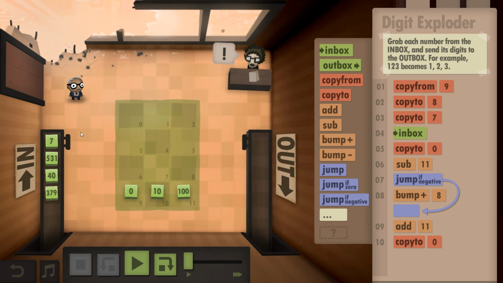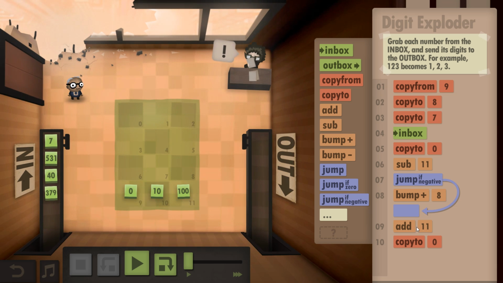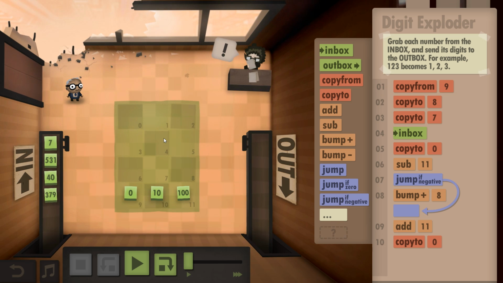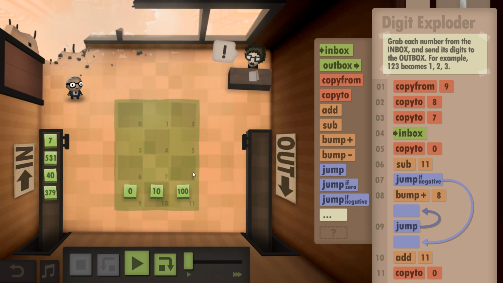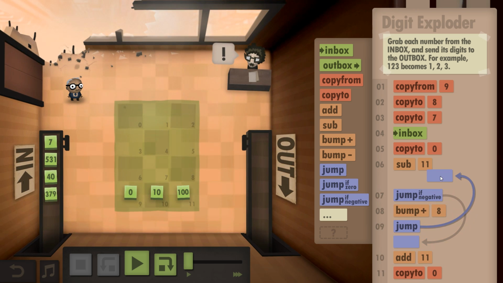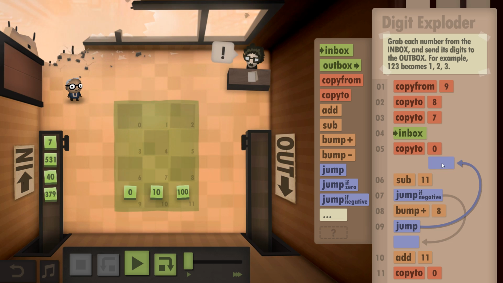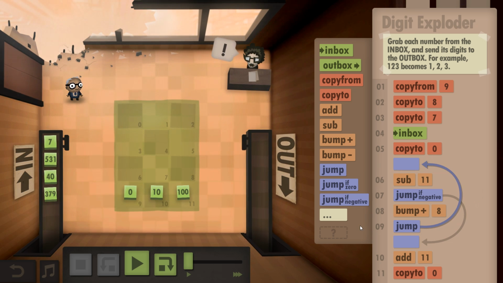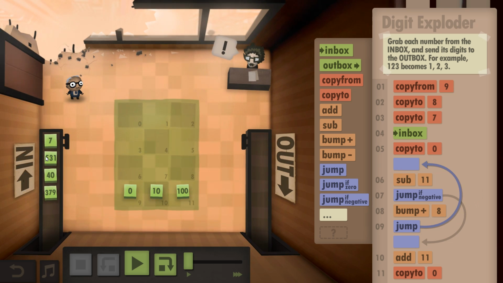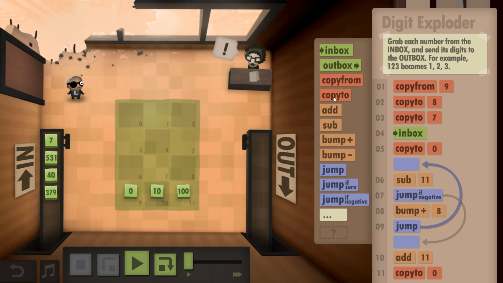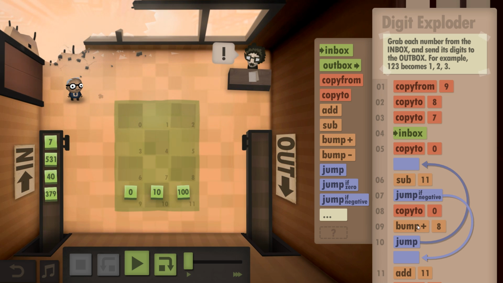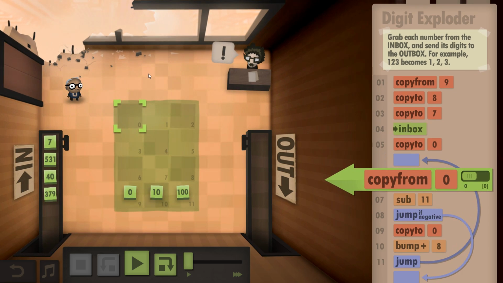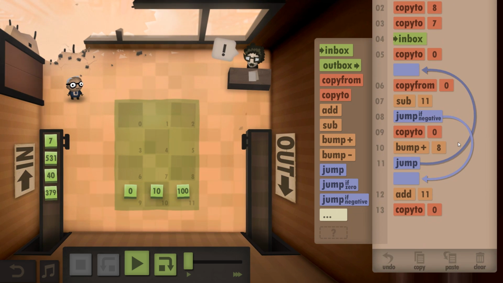I take the 7. 7 minus 100 is negative. So I add 100 and I'm back to 7 and I put it back down. And if it's not negative, I bump the counter up. So once 100 fits in. And then I need to copy it down here, because I don't have it in my hand after the bump. Just means I need to copy from... Right, yeah.